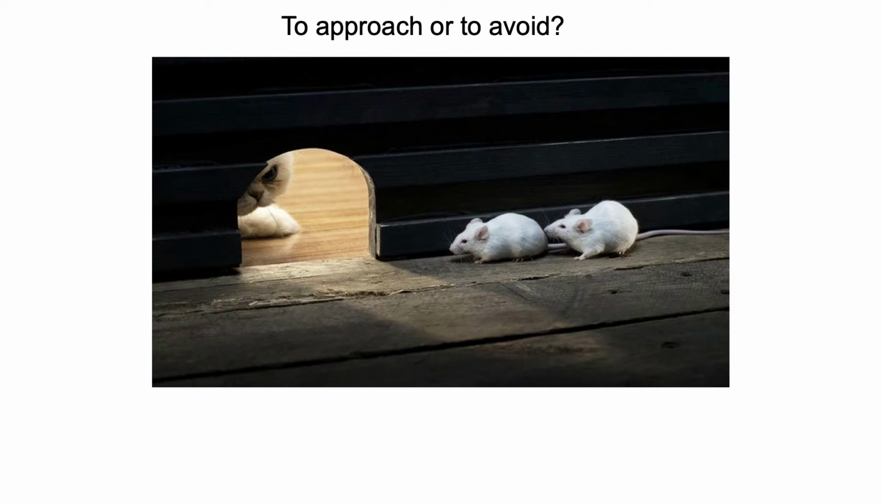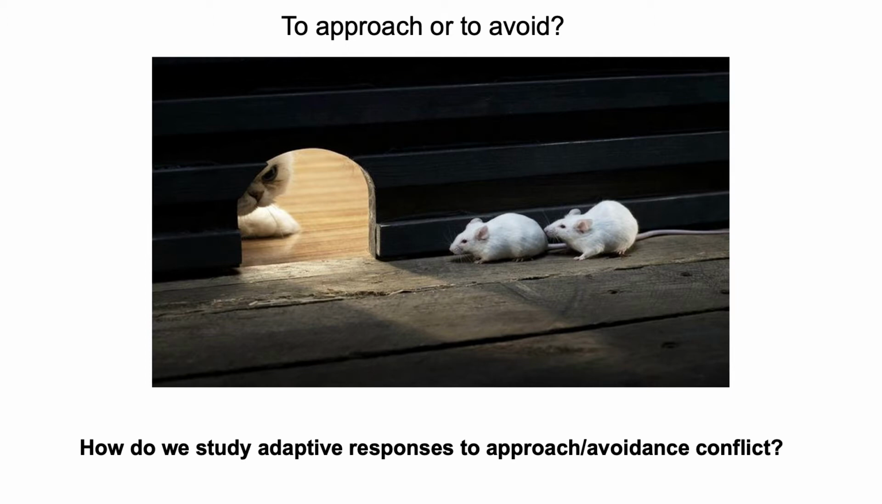The question now is, how will the mice resolve this conflict? Will they wait until the cat goes away? Will they risk getting caught and make a run for it? Or will they decide to wait until the cat looks elsewhere and try to sneak behind it? The cognitive processes behind these different strategies to approach avoidance conflict are what interests us in the lab. Now, how do we study adaptive responses to approach avoidance conflict?